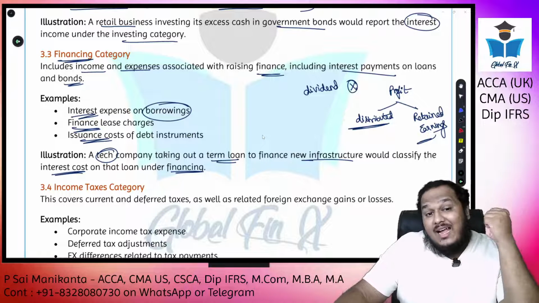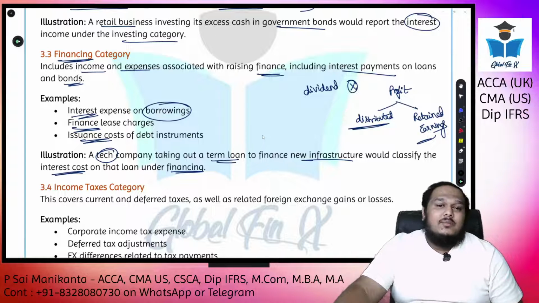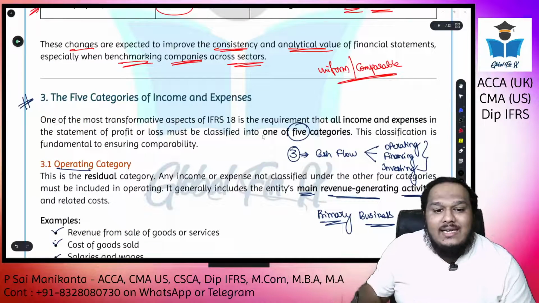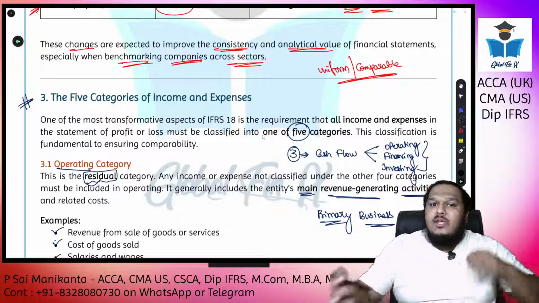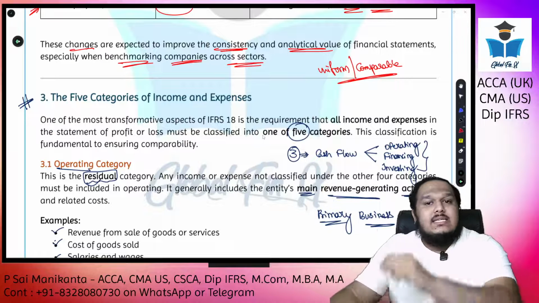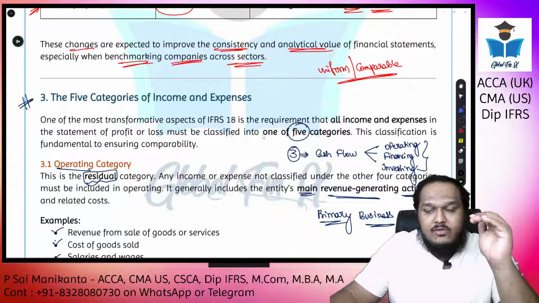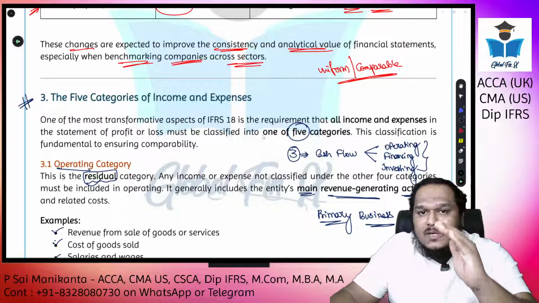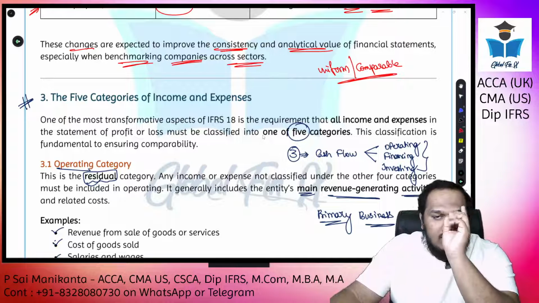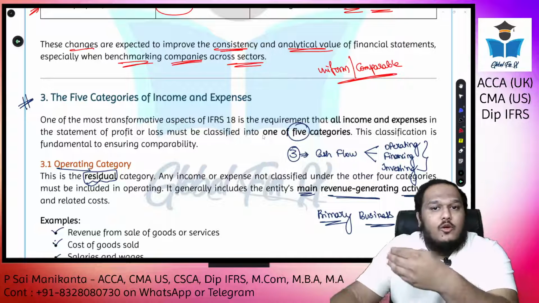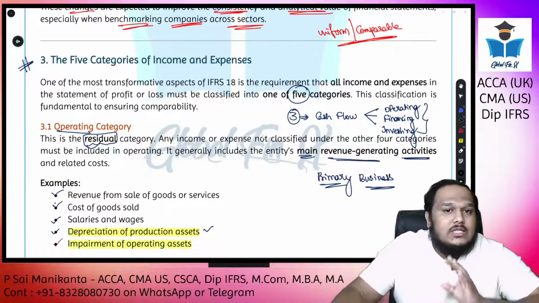Sir, what if I have an item which is not under any of these? What if I have a special item? Okay, please don't worry. Operating category is a residual category. Means if something is not explicitly categorized as investing or financing, listen carefully, if anything is not falling within the other 4 categories, out of the total 5 categories, it should be shown in operating only. That's why it is called the residual category.